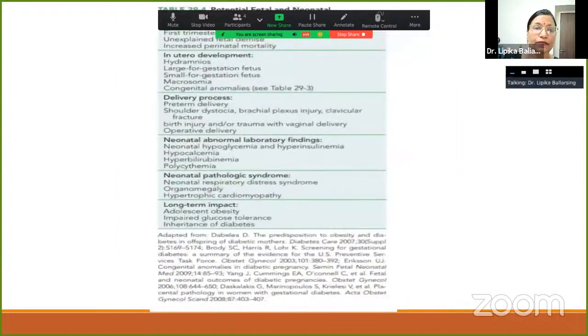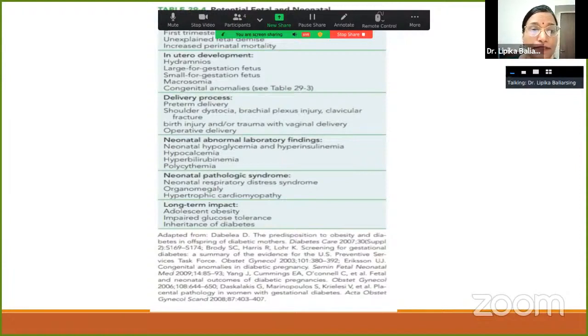So, what can be the outcomes of this diabetic state? In the first trimester, there can be loss of the fetus, and there can be increased perinatal mortality, and the mother can have hydramnios. The fetus can be either small for gestational age or large for gestational age, and the most common feature is macrosomia. It is very alarming to note that various congenital anomalies become manifest in these fetuses. We will discuss that in the next table.